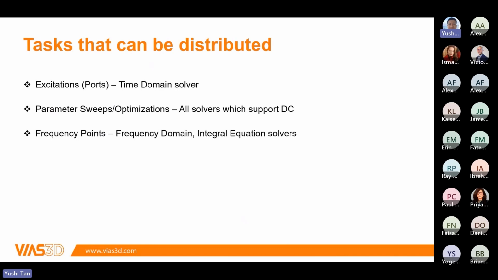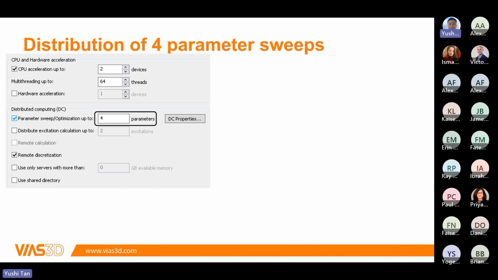The second one is when you run a parameter sweep or optimization. All the solvers support DC, so you can distribute these parameter combinations. The third one is when you use the frequency domain or the integral equation solvers, you can distribute the frequency points, and once you have all of these frequency points, you get your solution. So basically it's just divide and conquer in some way, using distributed computing.